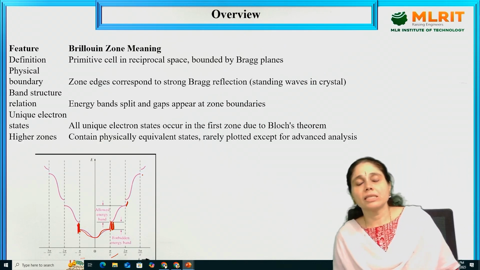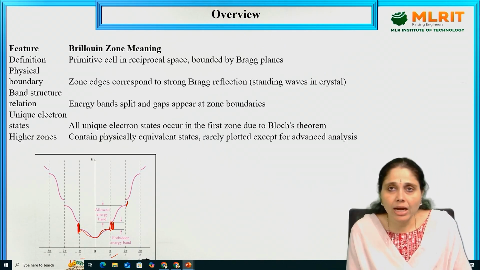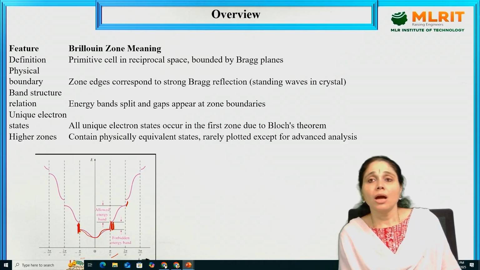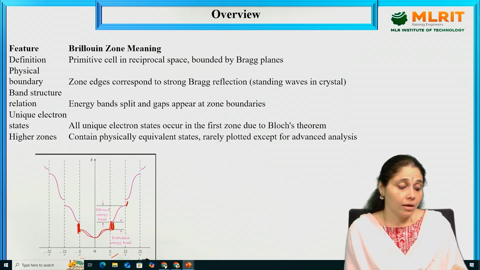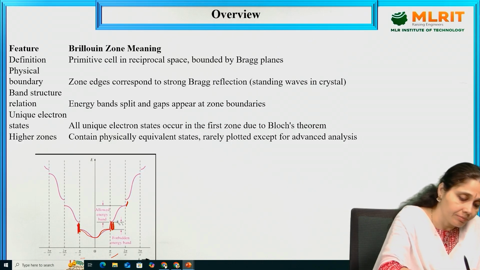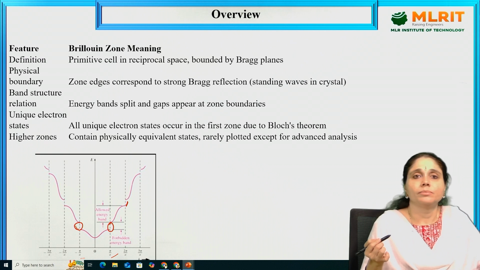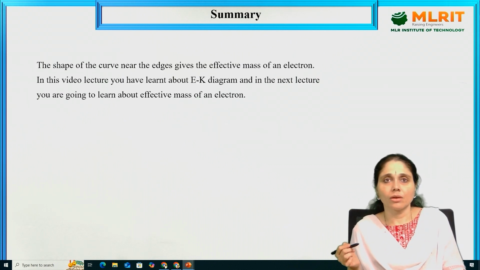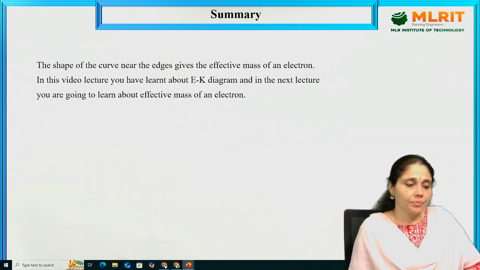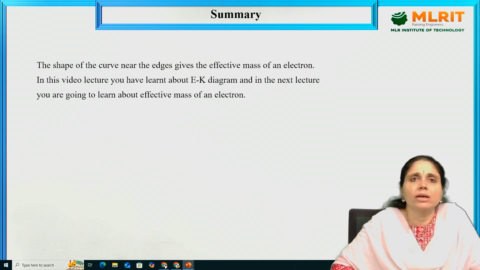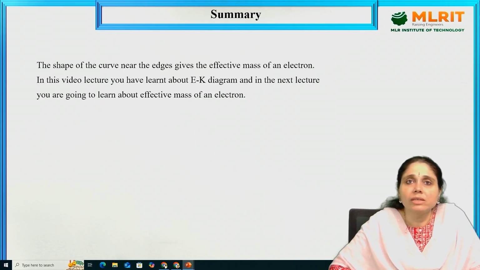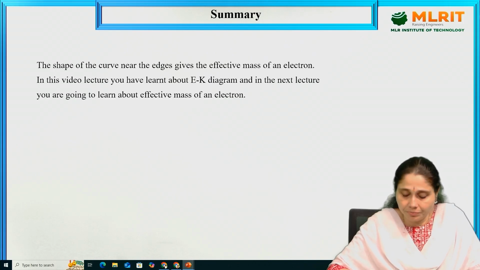In the allowed band itself, the electrons are going to jump from one level to another level and so on. In the forbidden region, no electron will stay over here. So what we have learned in this one is that the shape of curvature near the edges gives the effective mass of an electron. In this video lecture, you have learnt about the EK diagram.